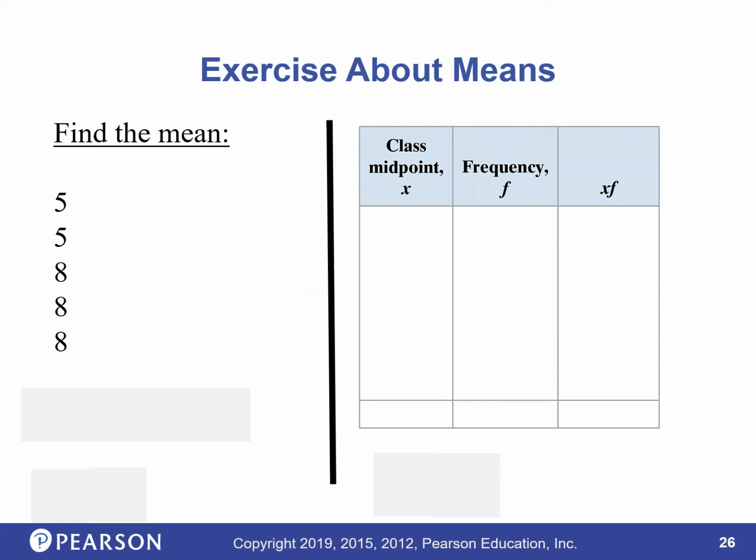So the old way would have been 5 and 5 make 10. Add 8 more makes 18. Add another 8 makes 26. Add another 8 finally makes 34. How many numbers do we have? We have 5 numbers here.